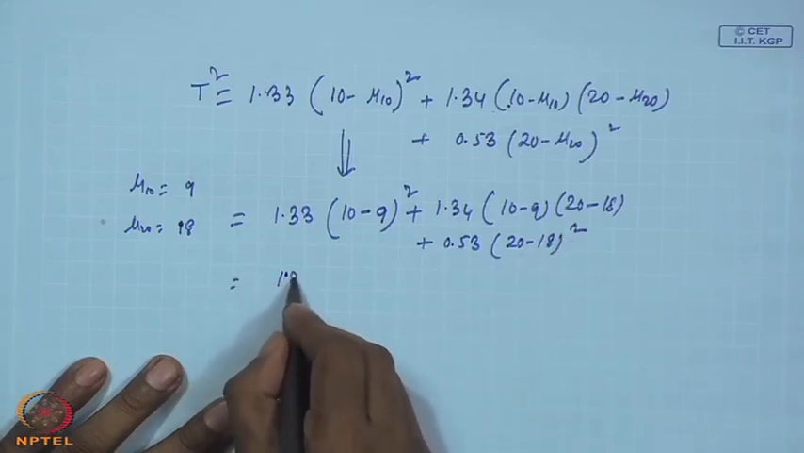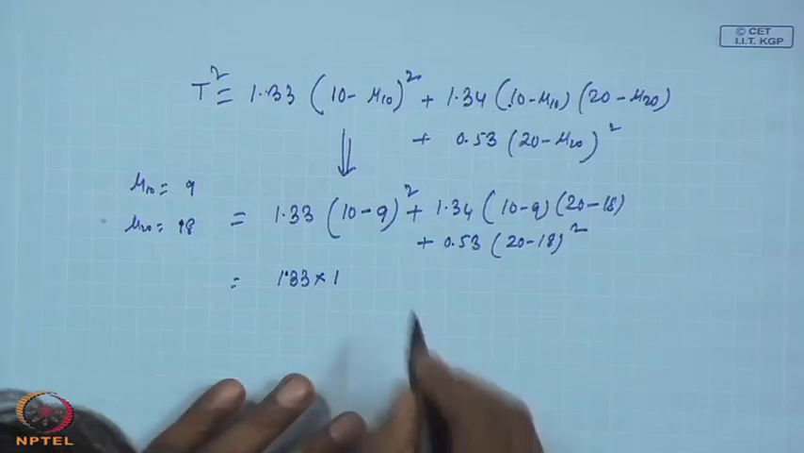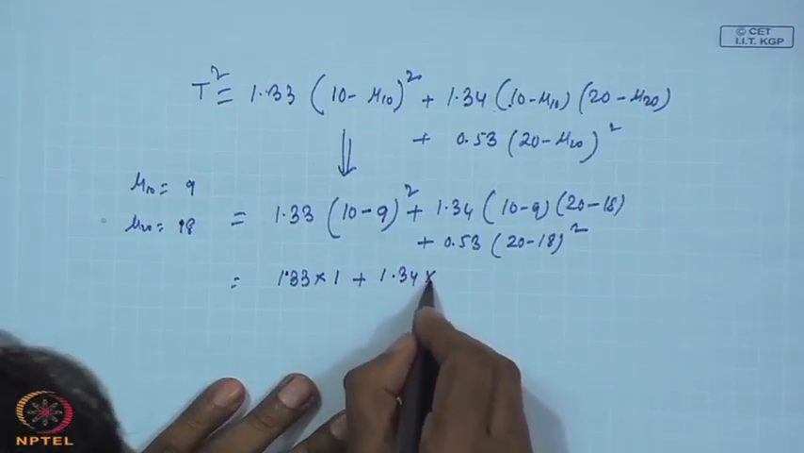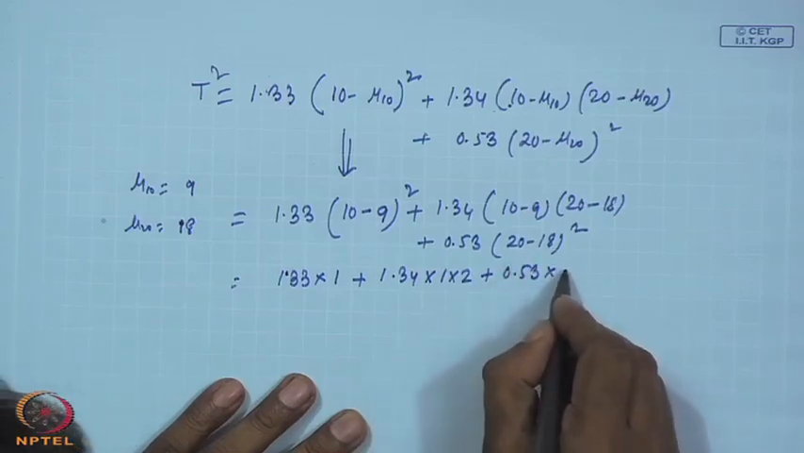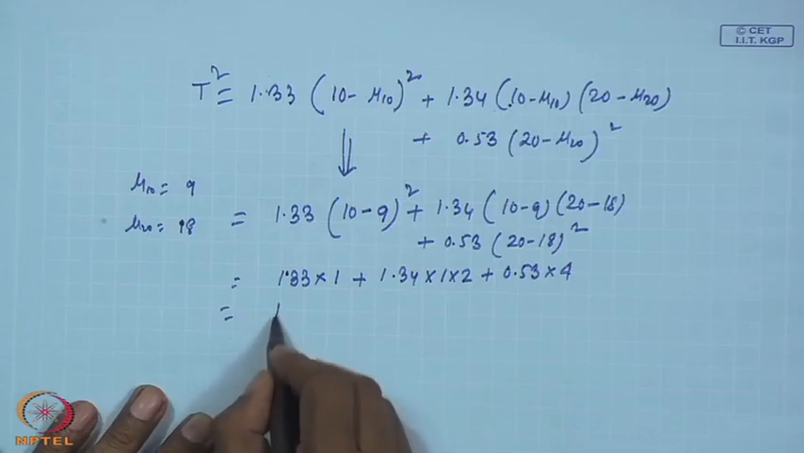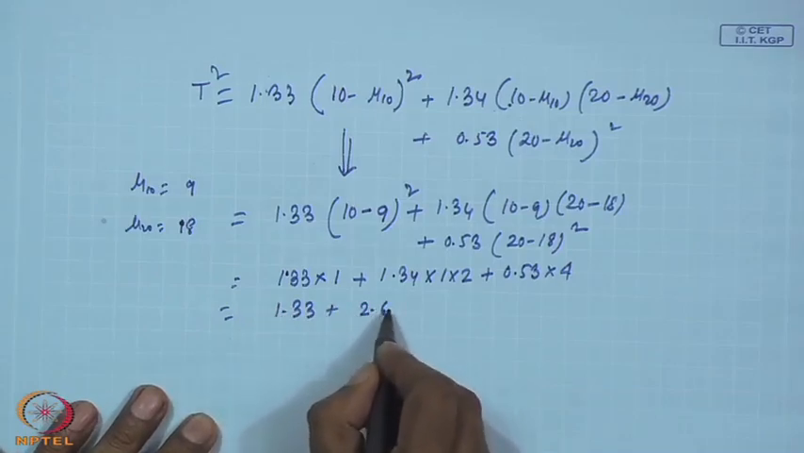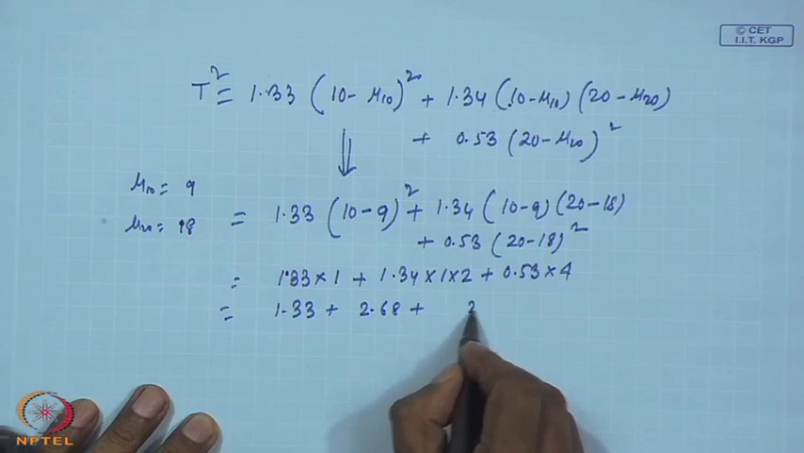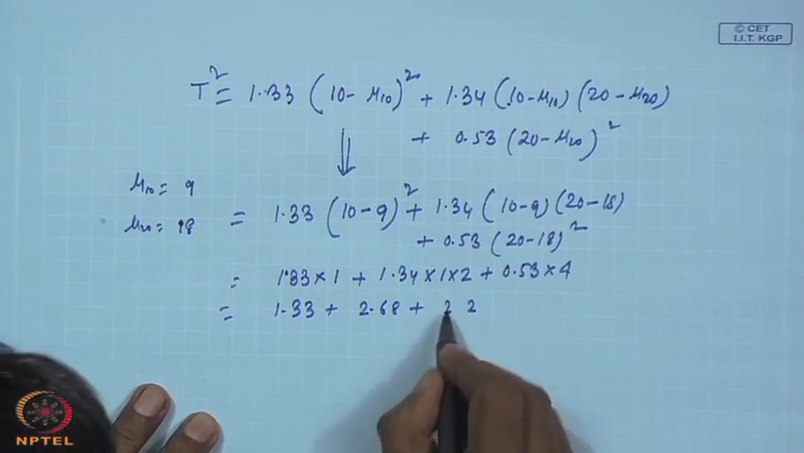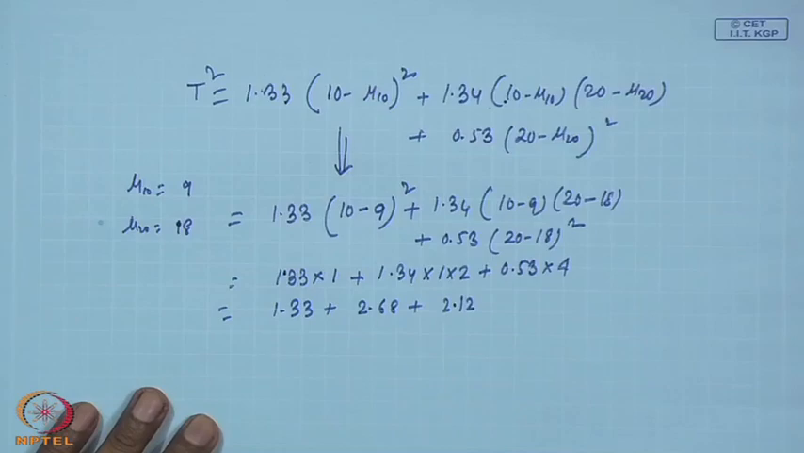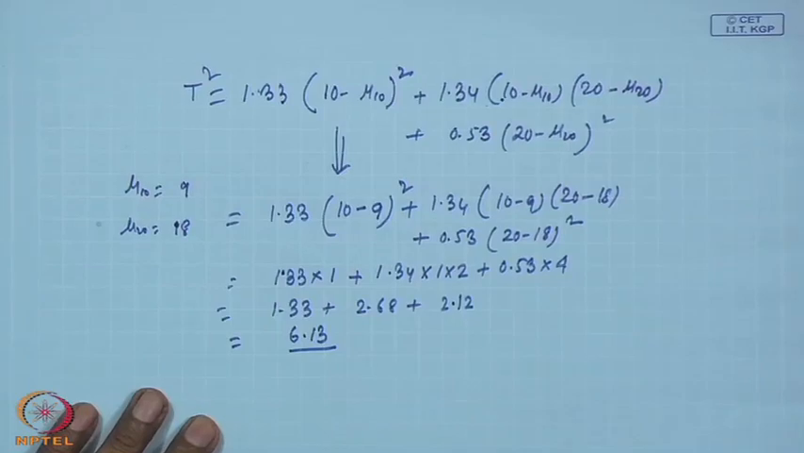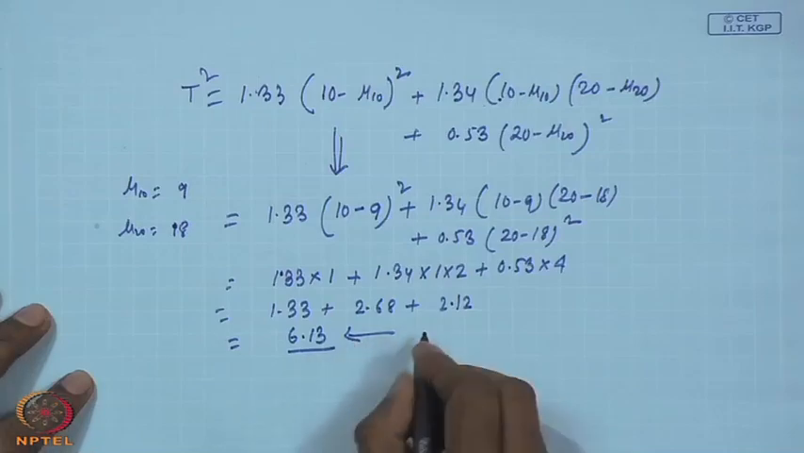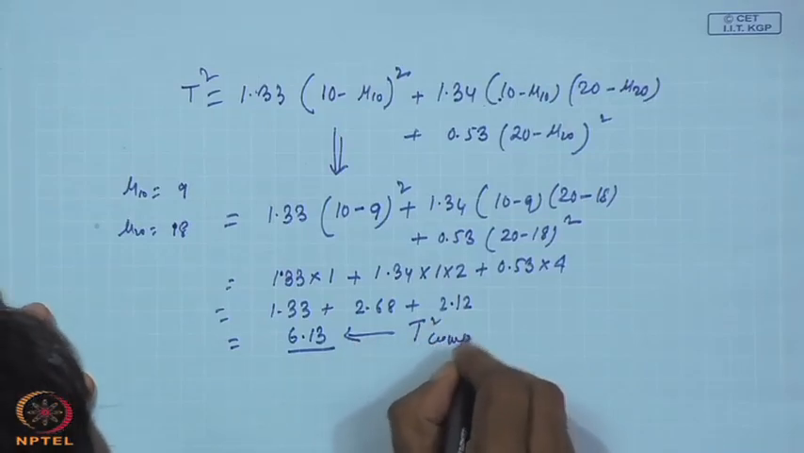You are getting a value 1.33 cross 1 square, that is 1, plus 1.34 into 1 into 2, plus 0.53 into 2 square, that is 4. So, what will be this value? 1.33 plus 2.68 plus 2.12, so this is 6.13, correct. So, this is what is computed, T square computed from data.